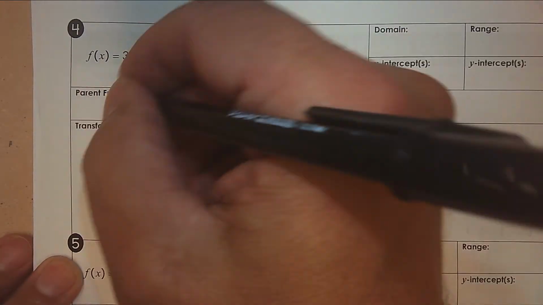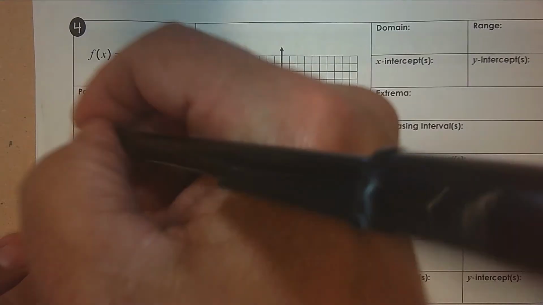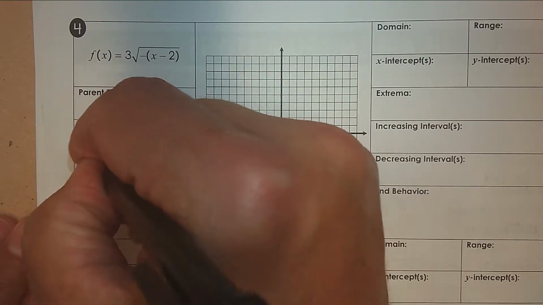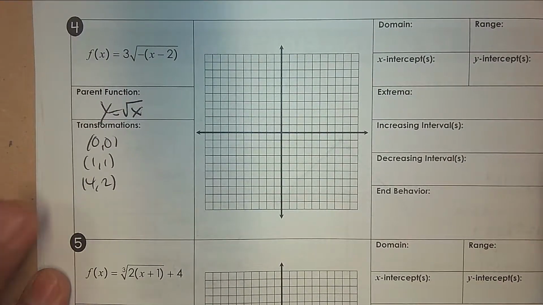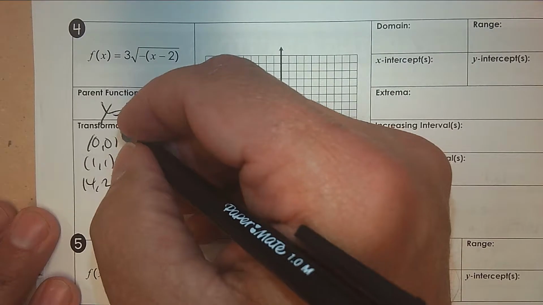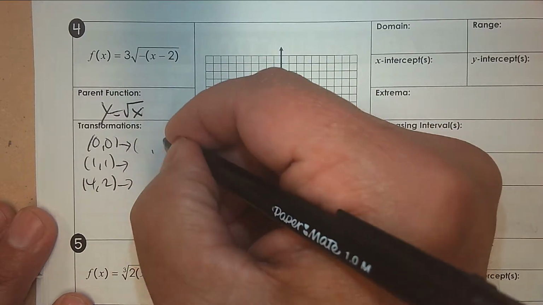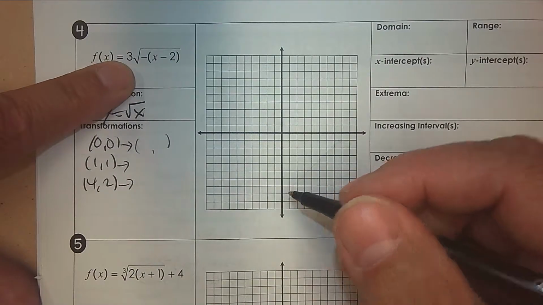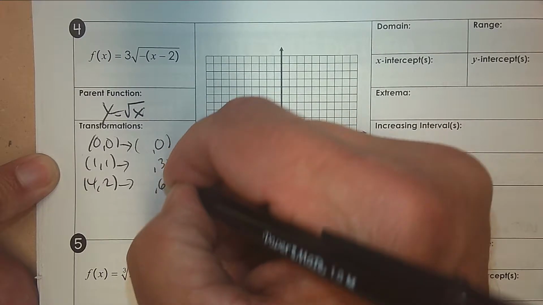What's the parent here? The square root of x. I'm going to write down the parent points, which are 0, 0, 1, 1, and the square root of 4 is 2. Nice and simple. No negative numbers, because you can't take the square root of a negative number. Now, what's happening on the inside? What's happening on the outside? So on the outside is pretty simple. It's a vertical stretch times 3. So I'm just going to multiply everything times 3 for the y.